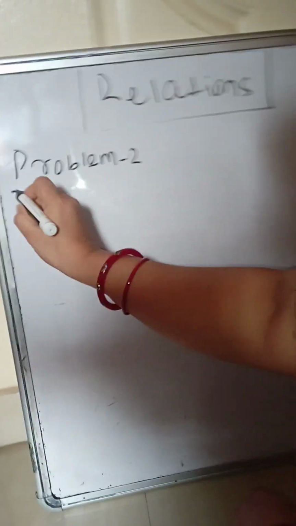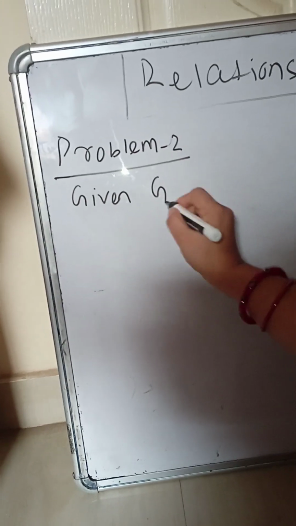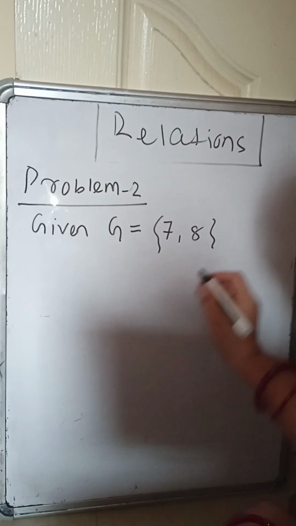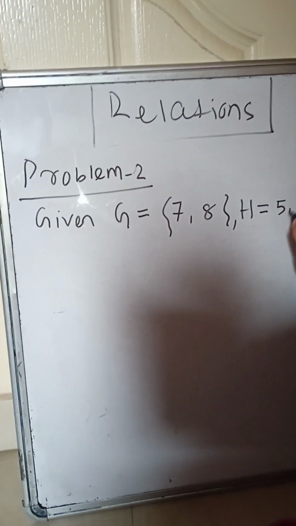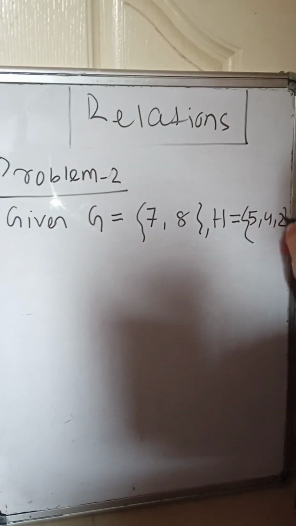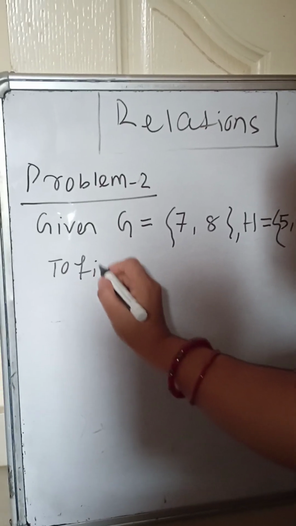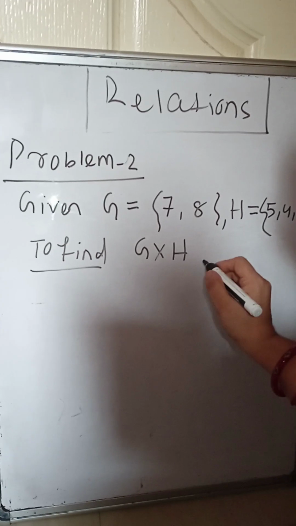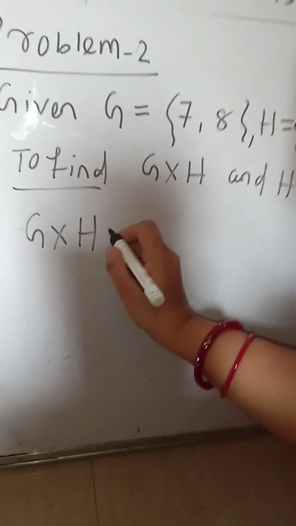Problem 2. Here given a set G of elements 7, 8, H is a set of elements 5, 4, 2. Then you have to find the Cartesian product of G, H and the Cartesian product of H and G. So first find the Cartesian product of G and H.